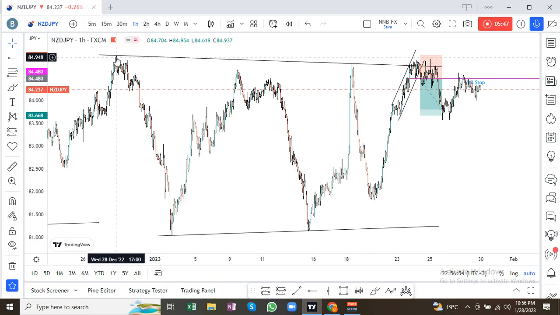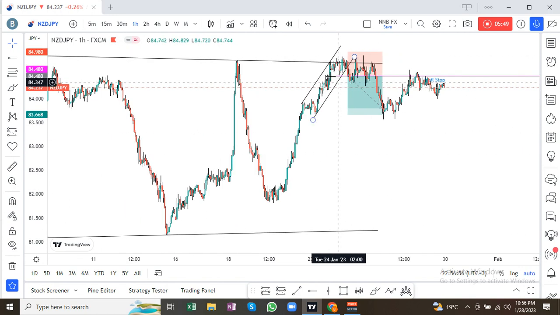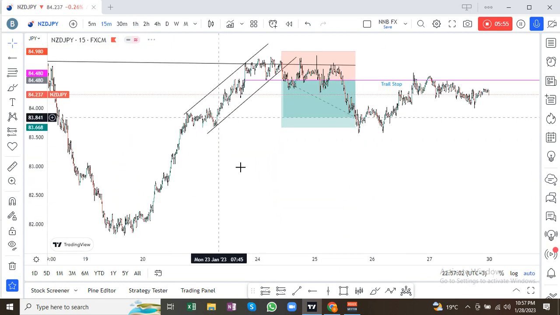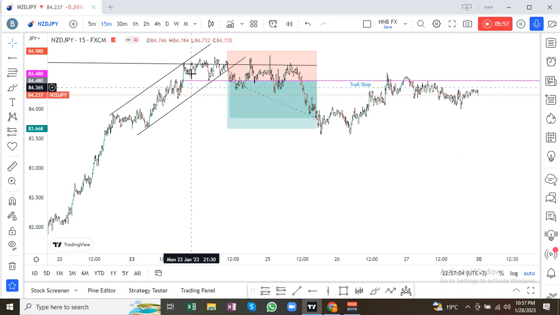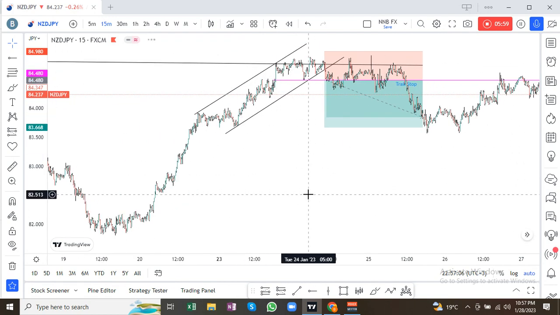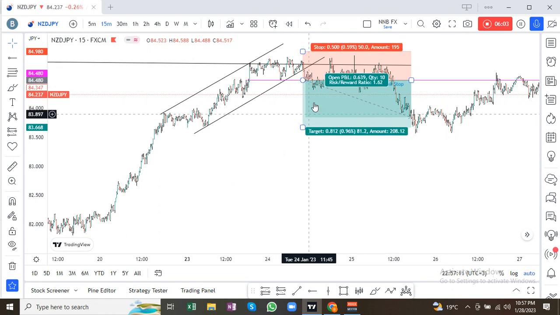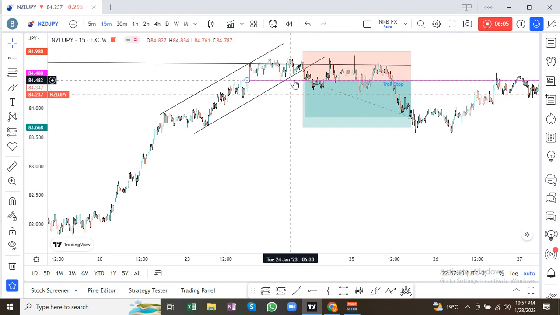As you can see, it had touched it first time, second time, and this was the third touch. If we go down to the 15 minutes time frame, we can see that the market approached that third touch correctively, and I drew this trend line. I plan to enter on the break of that trend line, and that is exactly what I did.